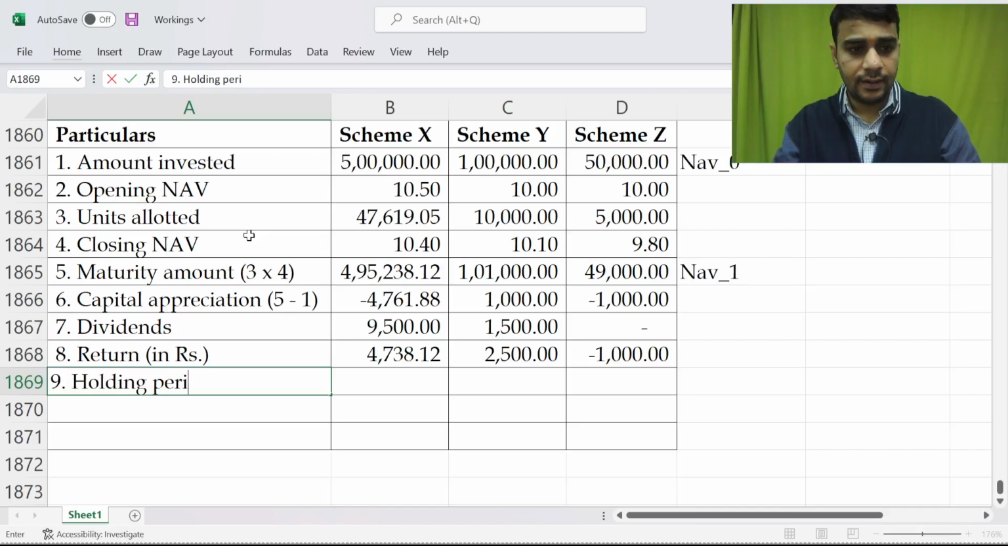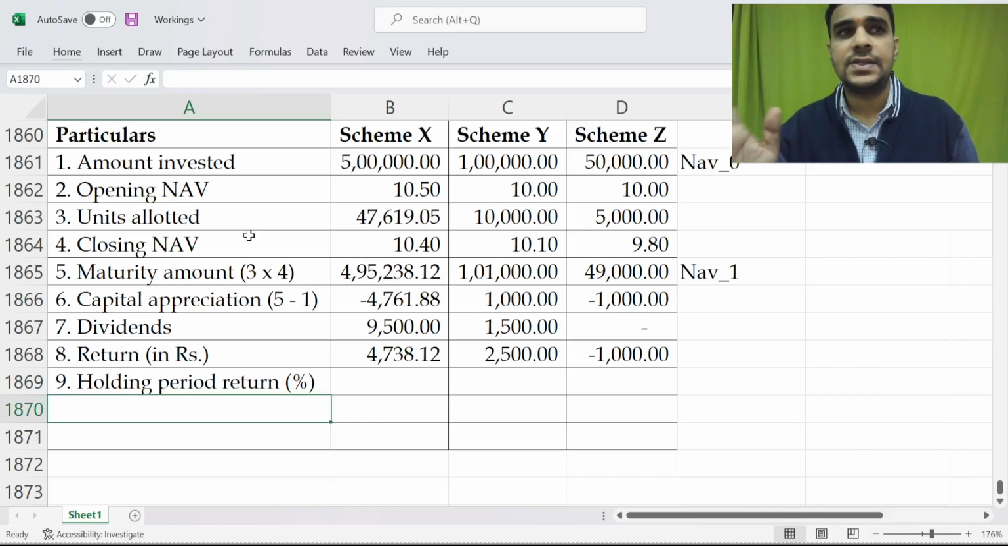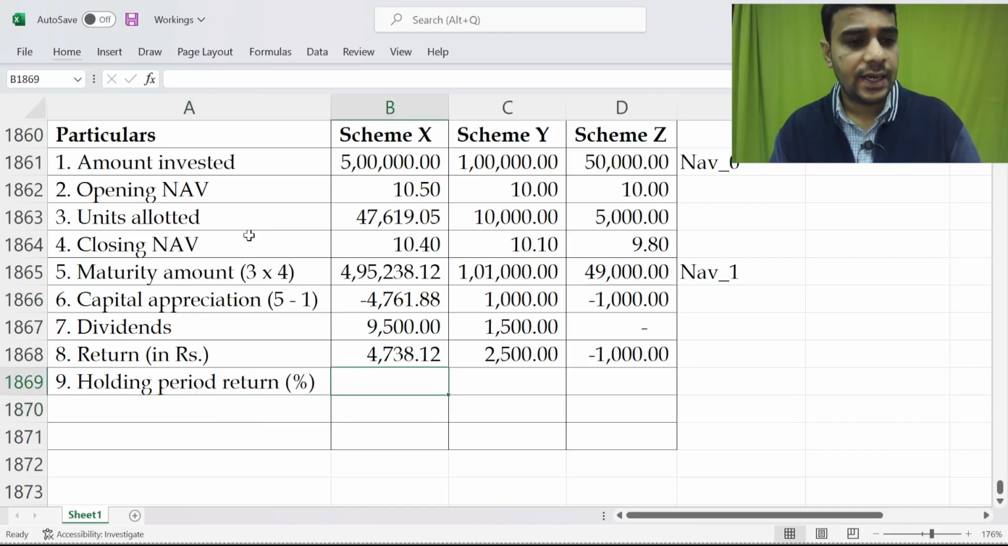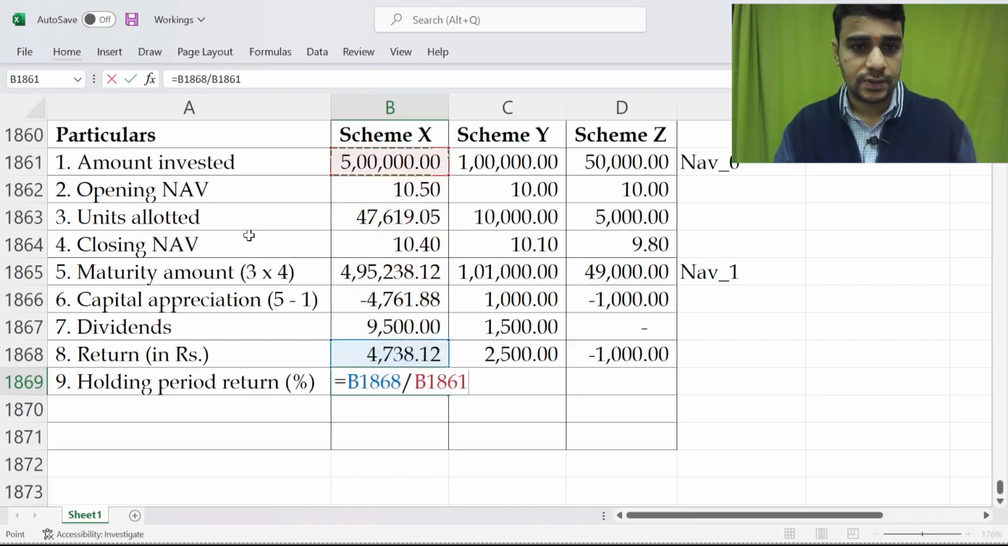Holding period return percentage. What is holding period return is, don't consider the time period. We don't bring the time period into picture. Later on, I'm going to bring the time period. NAV1 minus NAV0 plus D1 plus CG1 divided by amount invested.